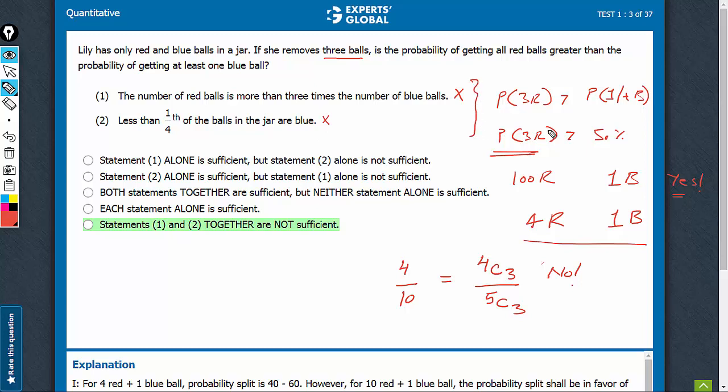Combining is not going to help because the same pair of examples is able to get us a yes as well as a no for each of the 2 statements. So when combining doesn't help, E is the correct answer choice. It's a very good question. There's a lot to be learned from this one.